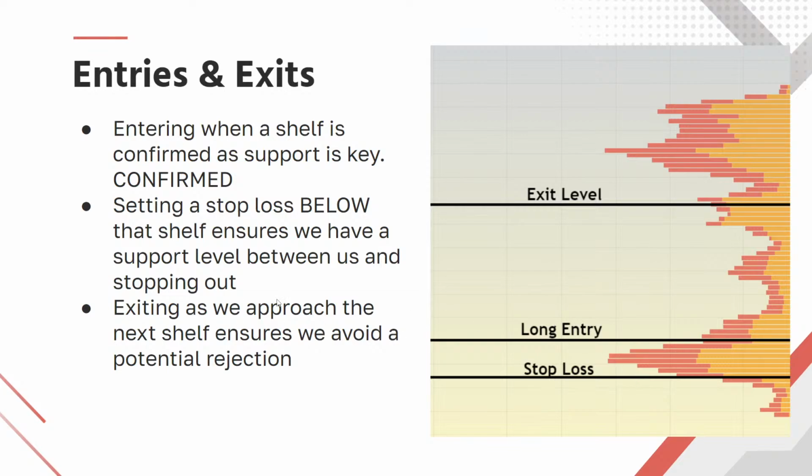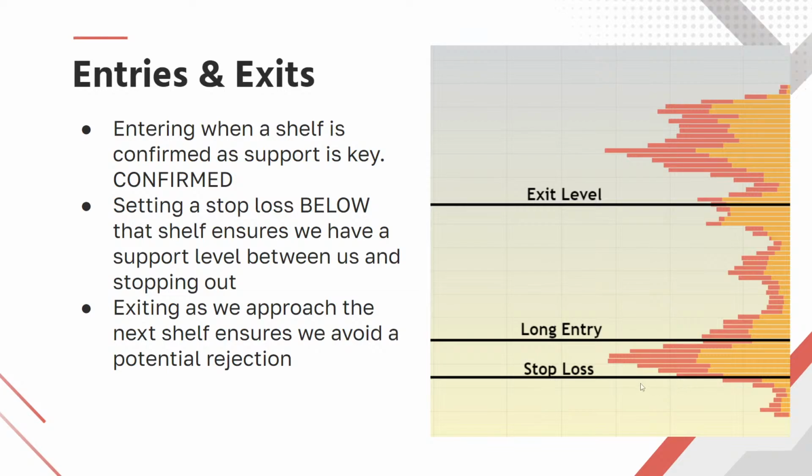And then I said exiting as we approach the next shelf ensures we avoid a potential rejection. So I have my exit level right before this smaller shelf high. You could have had it right before this little smaller shelf high. You could have even had one exit area on this little tiny shelf. You could have exited your first leg here, then exited your second leg here, and left runners for this big shelf up here. It just really is up to you guys.